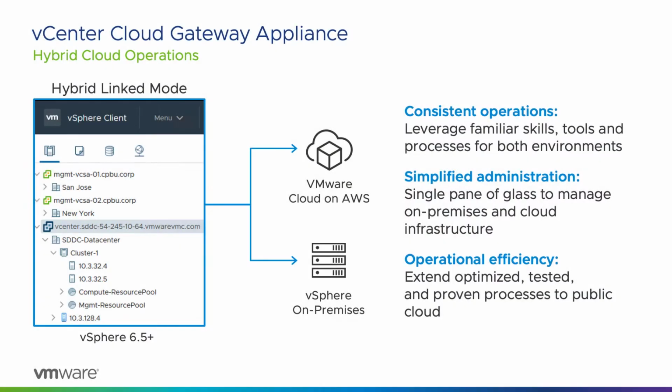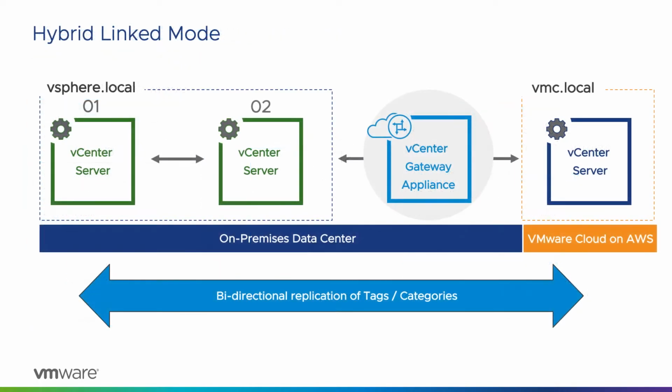It's important that we maintain consistent operations and simplified administration between both on-premises and cloud environments. Hybrid linked mode enables customers to obtain a single logical view and hybrid management of both on-premises and VMware Cloud on AWS resources. This is accomplished by deploying a virtual appliance on-premises called the vCenter Cloud Gateway. Like enhanced linked mode that you may be running on-premises, this appliance allows us to share some data between vCenters, but also allows us to maintain some level of administrative separation, such as roles and permissions.